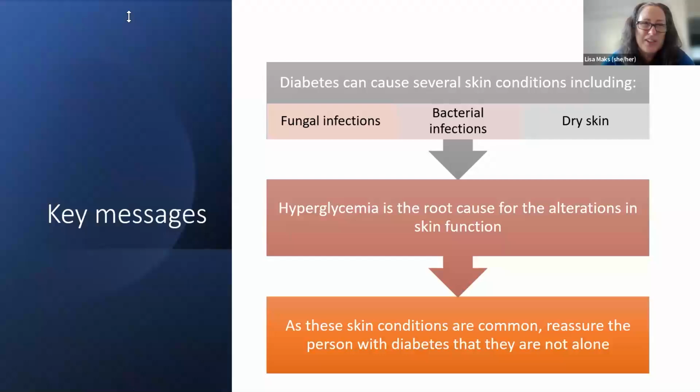So the key messages here are that diabetes can cause several skin conditions, and they include the general groupings of fungal infections, bacterial infections, and dry skin. High blood sugar is the root cause for the alterations in the skin function. So we need to get that under control and help the patient understand that as well. And as these skin conditions are really common, we need to reassure the person with diabetes they're not alone.